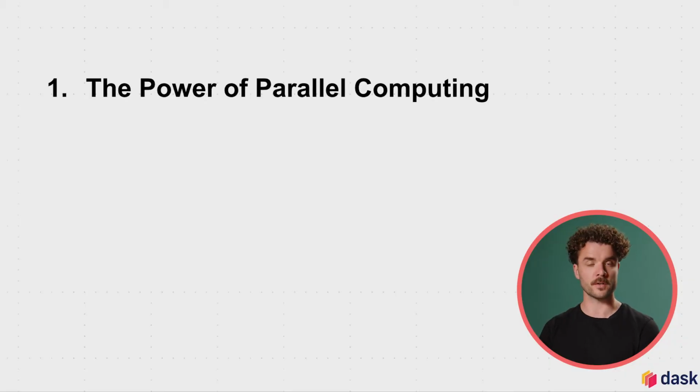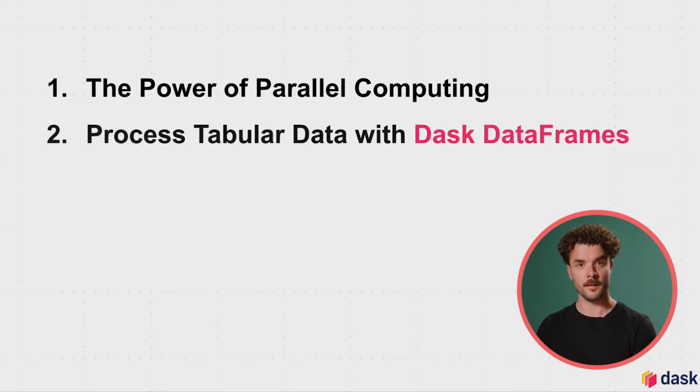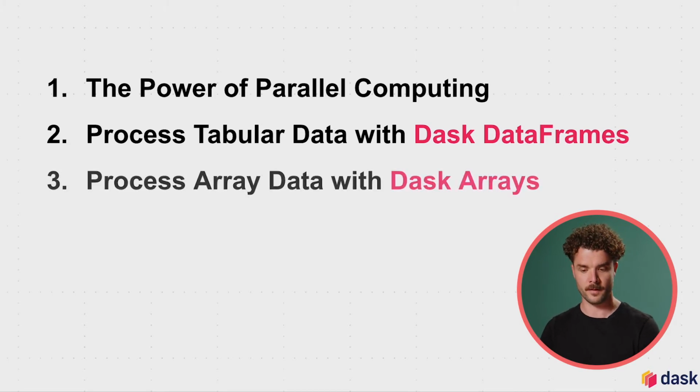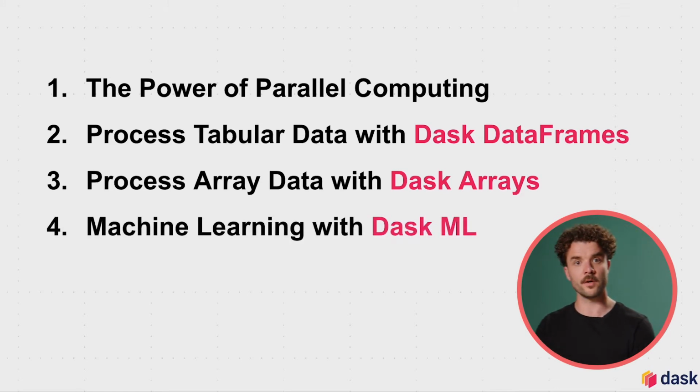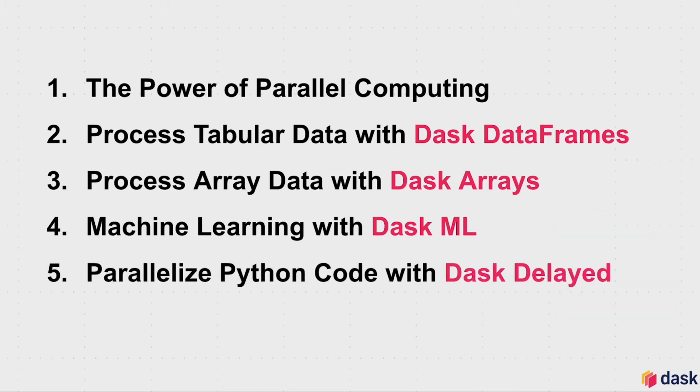Module 1 talked about the power of parallel computing. It included a general introduction about what parallel computing is and how Dask unlocks the power of parallel computing in Python. Module 2 applied this to working with tabular data using Dask data frames, which is the scalable parallel version of Pandas. Module 3 did something similar, but then for array data with Dask arrays, which are the scalable and parallel version of NumPy. Module 4 dove into performing machine learning at scale with Dask ML. And Module 5 talked about how you can parallelize Python code with Dask delayed.